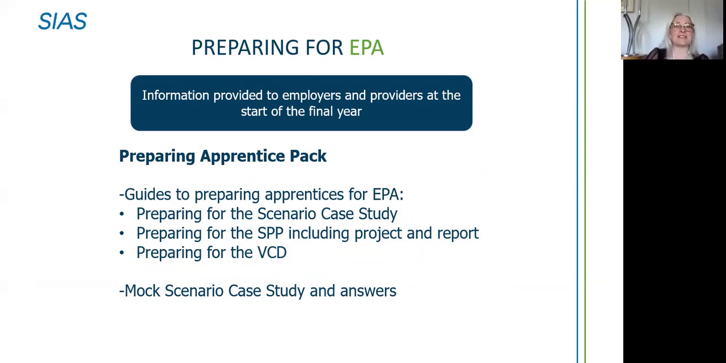So although that isn't what we're actually assessing on the day of EPA, we do provide guidance around what should be in that project, what are the areas you should be looking at, where will we be allocating marks and things like that. And then preparing for the VCD as well. We also have the mock case study with answers, so we'll send that out, and a template in order for you to issue that to your apprentices to put their report together that can be submitted to us following Gateway.